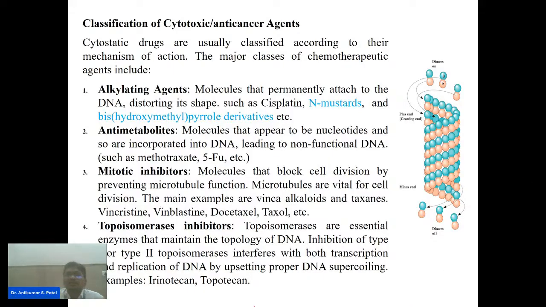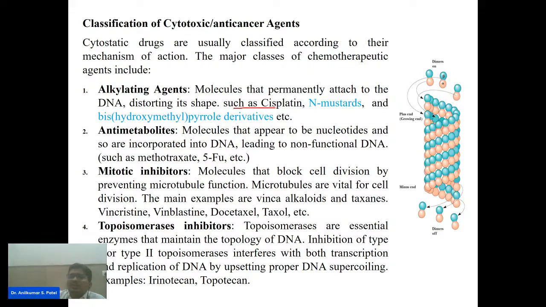A cytotoxic agent or anti-cancer agent is a molecule that permanently attaches to the DNA, without restoring its shape, and it damages the DNA and works as a cytotoxic agent.